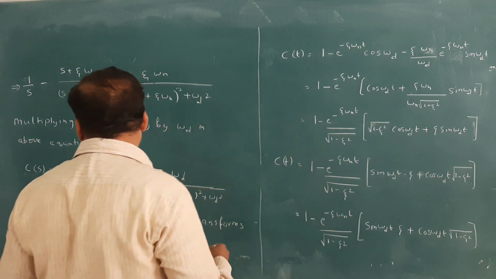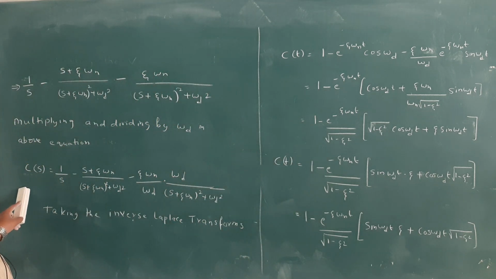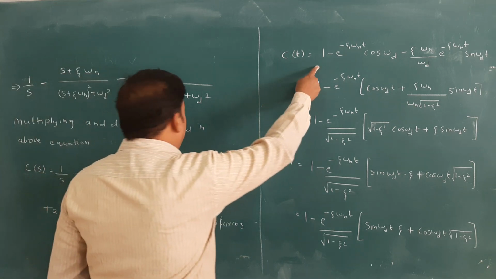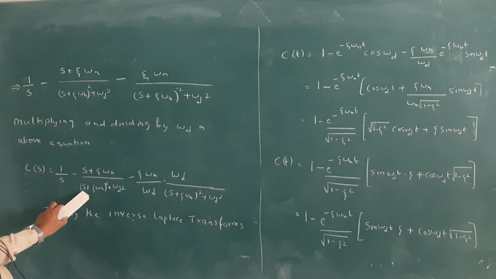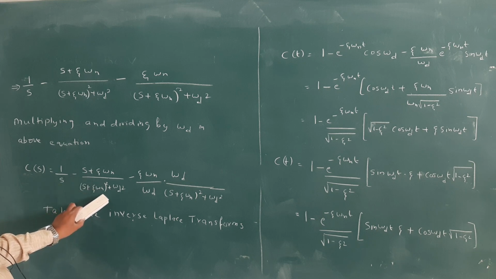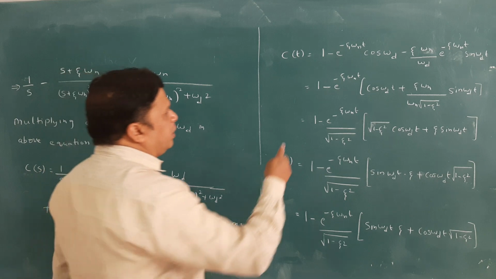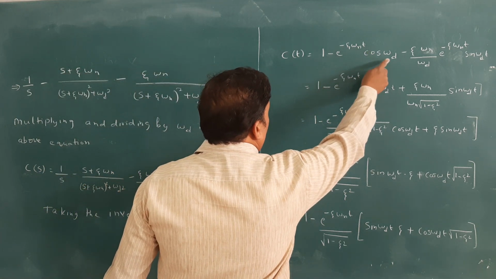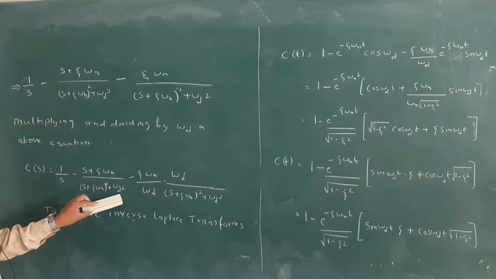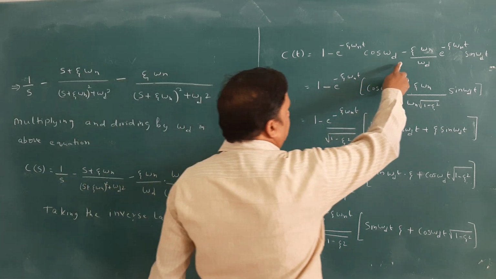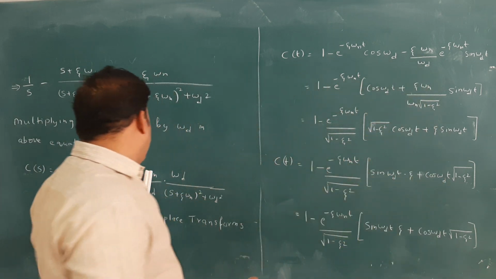So C of t, if I apply inverse Laplace transform, what happens? C of s is equal to 1 by s, it becomes 1. Next, (s plus a) by ((s plus a) whole square plus omega square) form. If you apply inverse Laplace transform for this, it becomes e power minus a t into cos omega t. So it is written 1 minus e power minus zeta omega n t into cos omega d t. Why? Because here in the place of a you have zeta omega n and in the place of omega you have omega d. Next one, minus zeta omega n by omega d, the same thing is there.